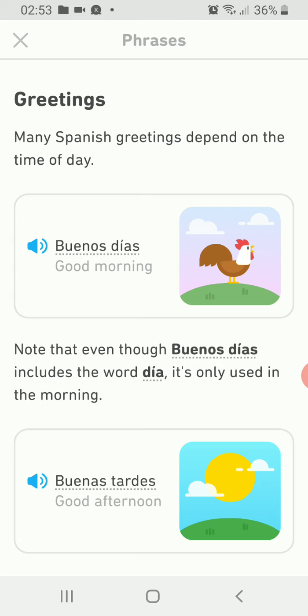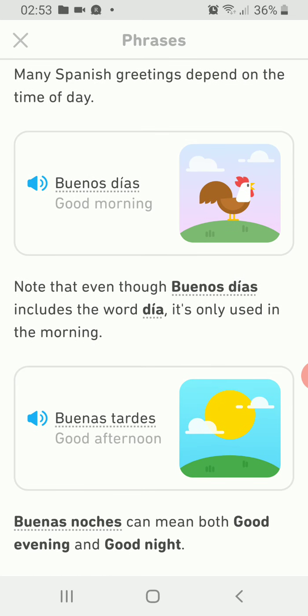All right. So many Spanish greetings, saludos, depend on the time of the day. So buenos dias, it means good morning. Note that even though buenos dias includes the word dia, it's not dia, but día. Notice there is an accent on top of the letter I. So it's only used once again in the morning. It's not good day, it's early in the morning.